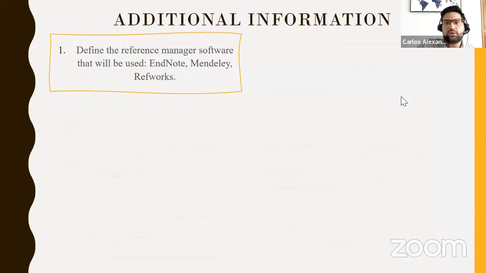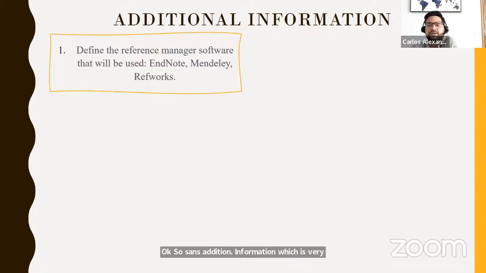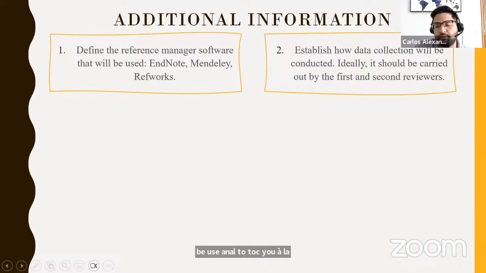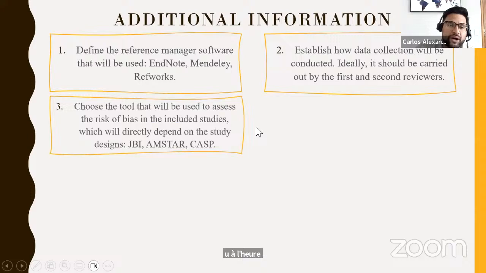Okay, so some additional information, which is very important, is to define the reference manager software that will be used. And I'll talk a little bit more about that because I think it's really important. Establish how data collection will be conducted. Ideally, it should be carried out by the first and the second reviewers, but of course, other members could help also. Choose the tool that will be used to assess the risk of bias of the included studies. And usually it's the Joanna Briggs Institute, AMSTAR, CASP, and you have many others that you can include.